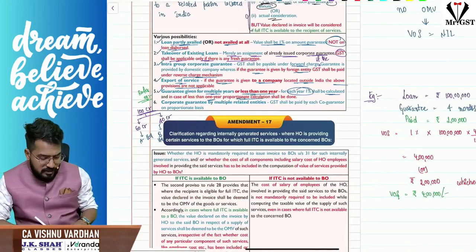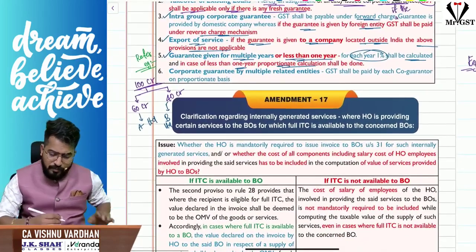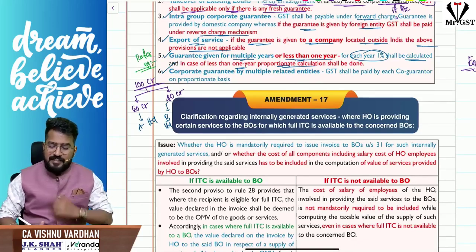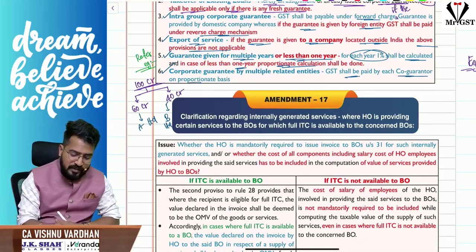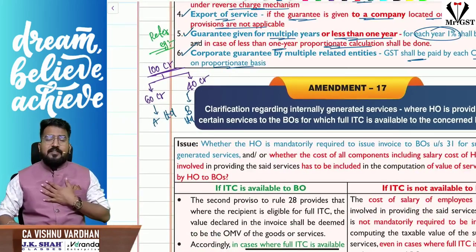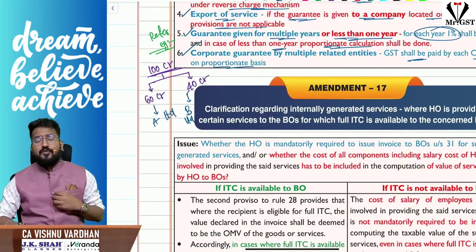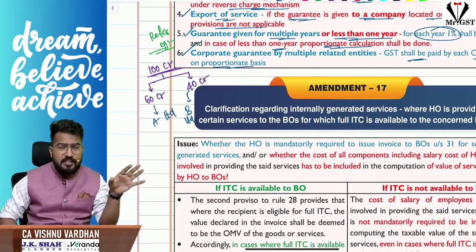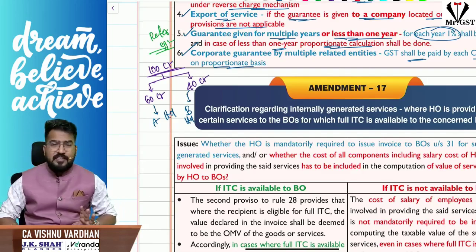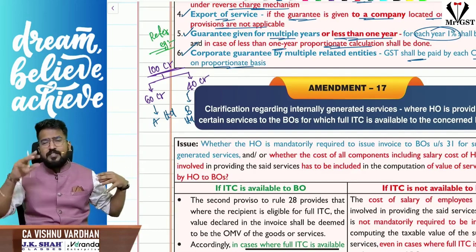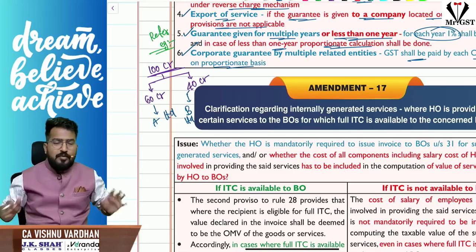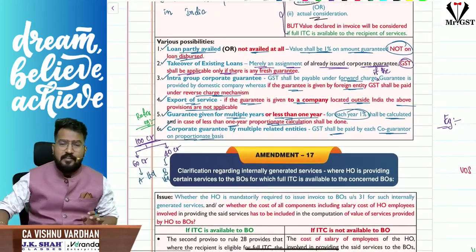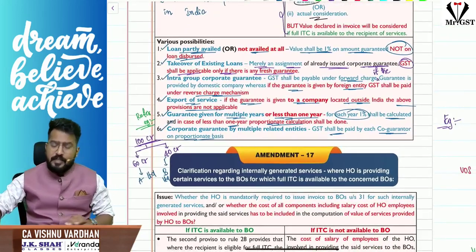Right, next. So, sir, what if the corporate guarantee is given by multiple related entities? GST shall be paid by each such co-guarantor on a proportionate basis. For example, this is Vivard Limited. Sir, 100 crore I am taking as a loan, and for that guarantee A Limited is giving, B Limited is giving. A Limited is giving for 60 crores, B Limited is giving for 40 crores. In such a case, for 60 crores, A Limited will pay GST. For 40 crores, B Limited will pay GST on a proportionate basis. Simple. Okay. So that is all about this clarification and the amendment in Rule 28, Sub Rule 2.